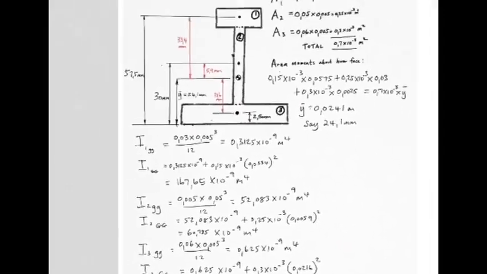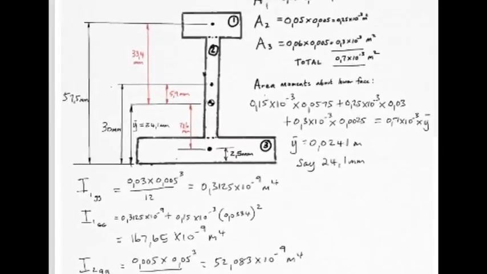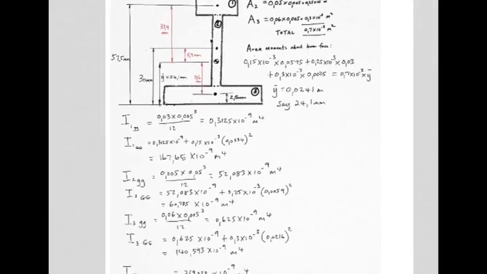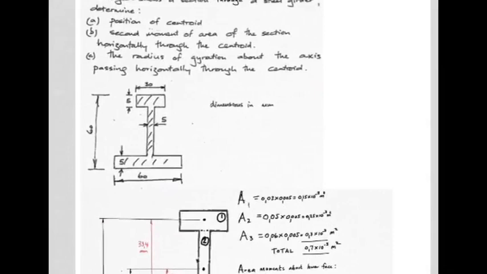meters to the fourth. So that is I of this entire cross-section about an axis passing through its centroid, which is, by the way, going to be the neutral axis, and you would immediately be able to work out bending stresses at this point. Okay, the question also asked for the radius of gyration about the axis passing horizontally through the centroid. So that should be a simple matter.